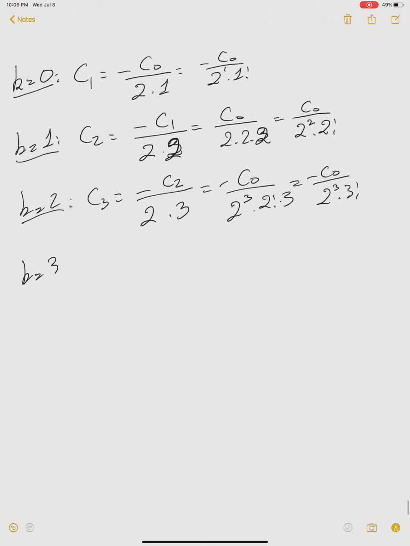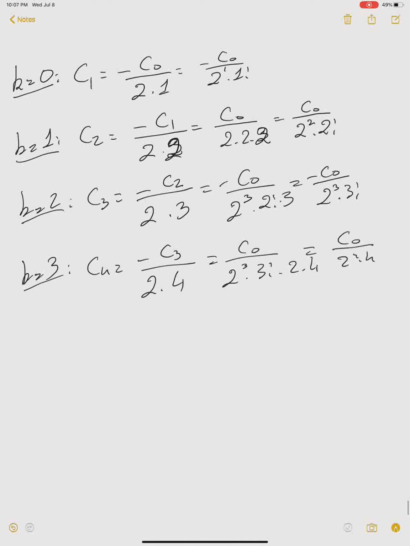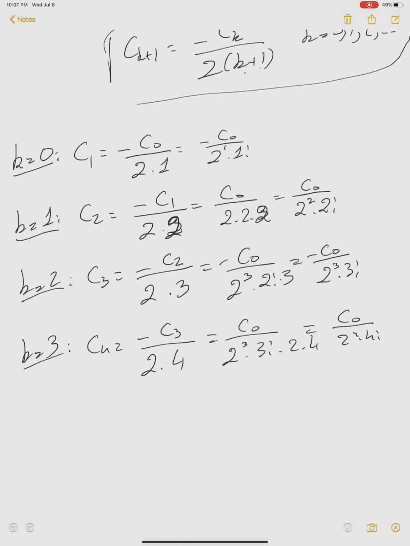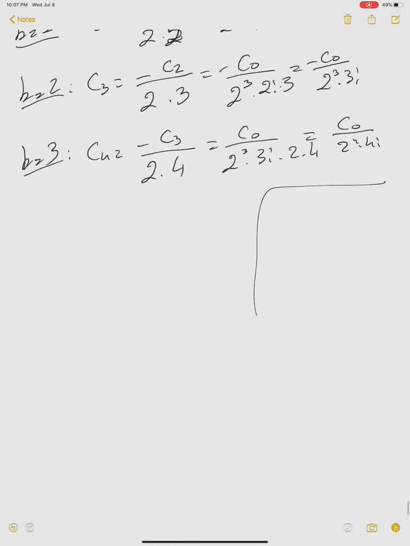And then for k equal 3, you get c4 equal to minus c3 over 2 times 4, which is c0 over 2 cube times 3 factorial times 2 times 4, which is c0 over 2 power 4 times 4 factorial. So if you notice the pattern, this will be good. So c_k is equal to minus 1 power k c0 over 2 power k times k factorial. If you don't notice the pattern, then it's fine.